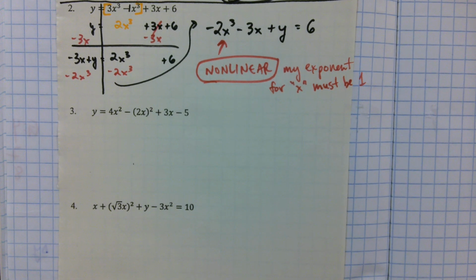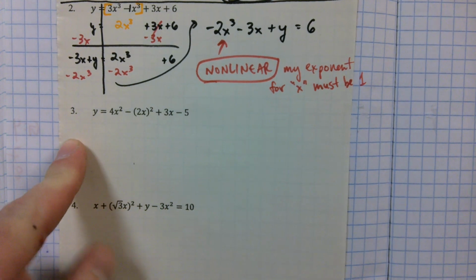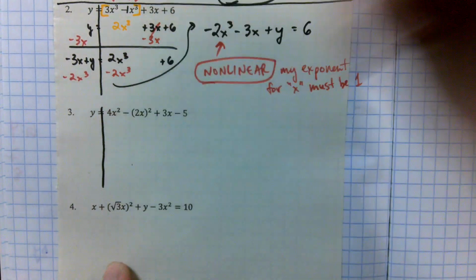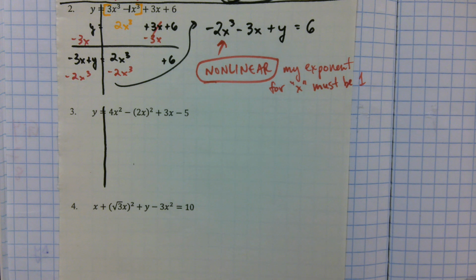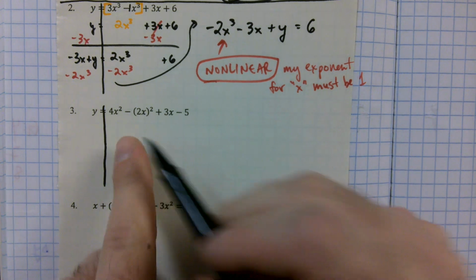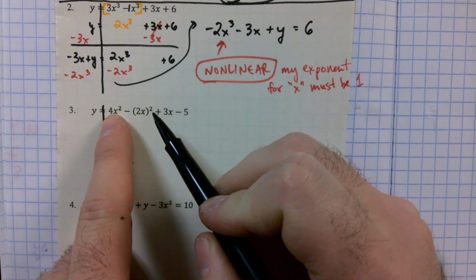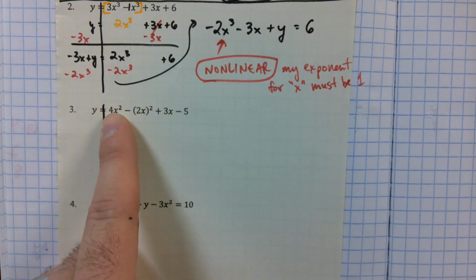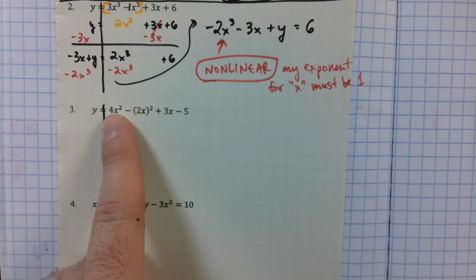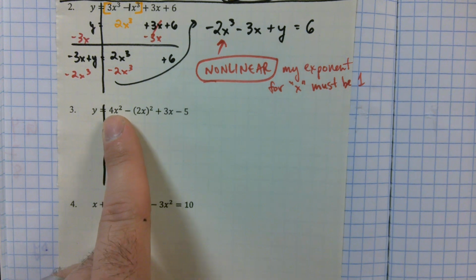Mr. Church, why do we have to do all that work? I saw the exponent at the very beginning. Can't I just say nonlinear and move on with my life? Well, let's look at number 3. What do you see in number 3 that jumps out? Parentheses, good. I see an exponent too, right? Look at that, 2. Right away, what is my brain going to tell me this is, linear or nonlinear? Nonlinear. Let's not judge a book yet.